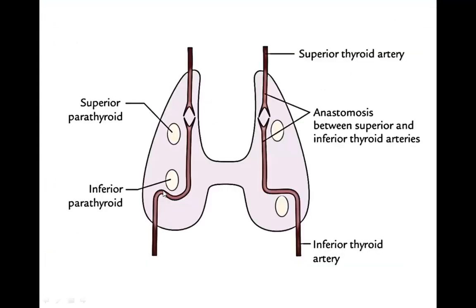So here you can see on the posterior surface, there is an anastomosis between the superior and the inferior thyroid arteries, and these are the parathyroid glands, superior and inferior parathyroid glands. Okay.